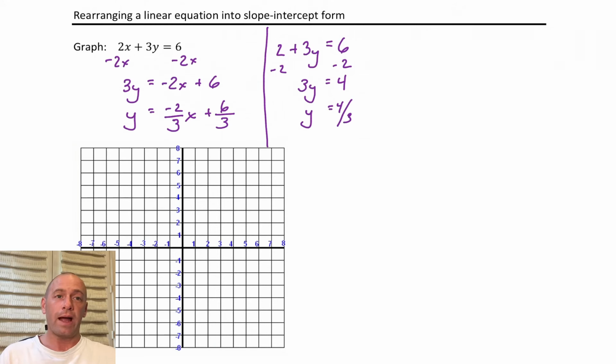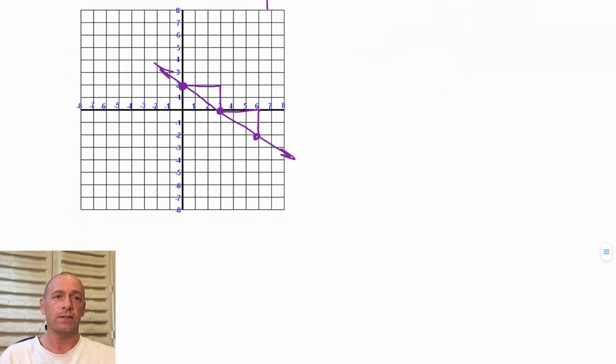And so what I have now is a line that looks like the form that we talked about in the previous few examples. 6 divided by 3 is 2, so there's your y-intercept. Your slope says every time x goes up by 3, y is going down by 2. We connect our points, and that is the line 2x plus 3y is 6.